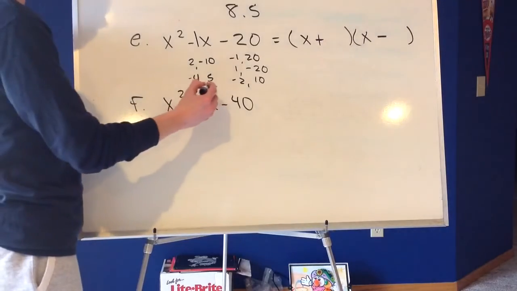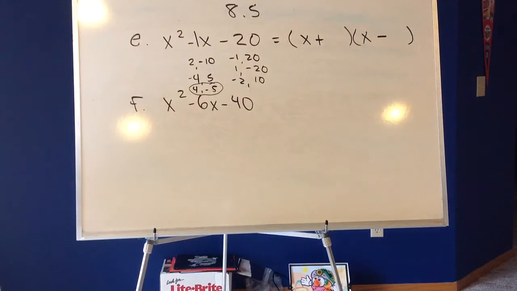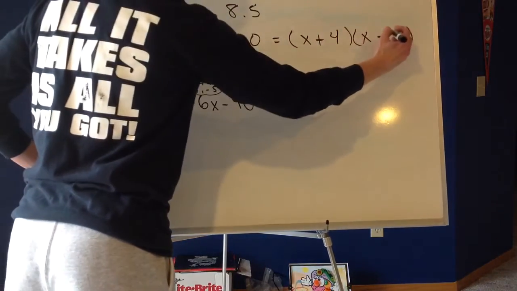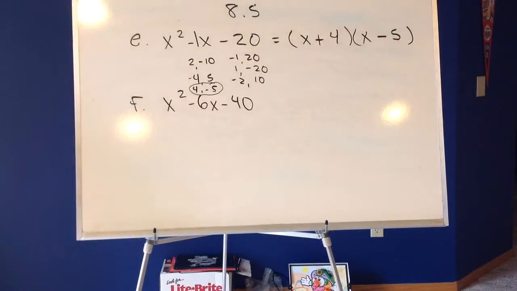If you look at it, this would be the combination. 4 and -5 would add to -1. So that means I need the 4 with the positive, I need the 5 with the negative. This time it does matter where I put them because they have to have the correct sign with them.